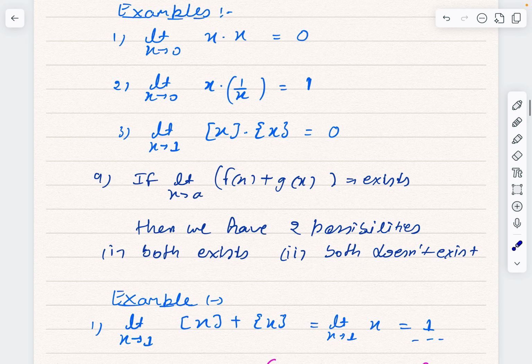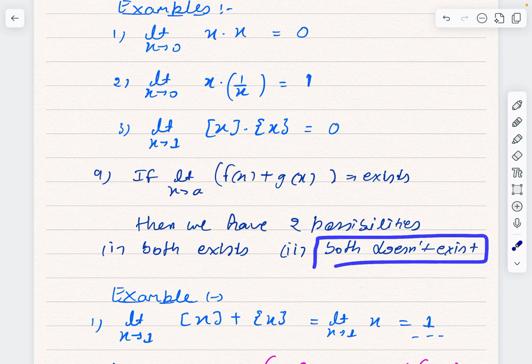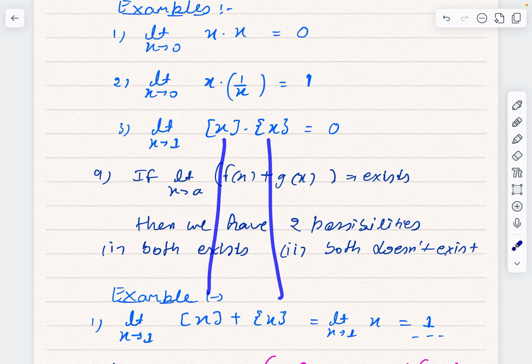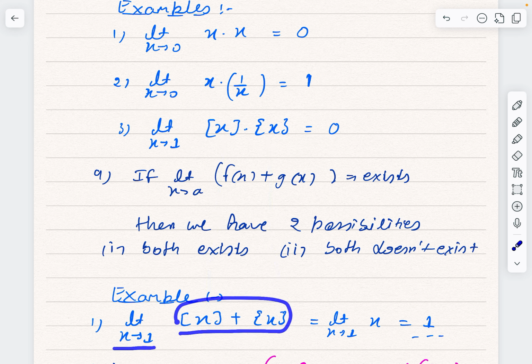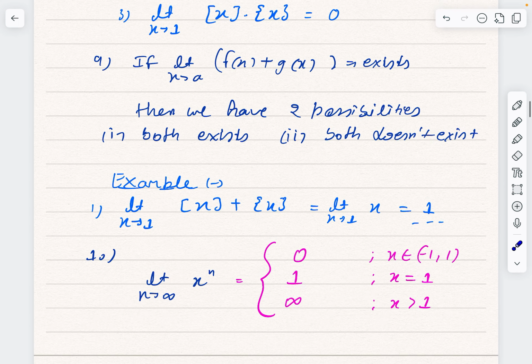What are the examples? Both exist, you can see an example like x plus x also. So I'll discuss the example where both don't exist. That is again the example where you do step x, fraction x. If I do limit x tends to 1, step x plus fraction x. You know step x plus fraction x is just x. So limit x tends to 1 of x will be 1. It will exist. But if you check them separately, they both do not exist. I hope it makes sense to all of you guys.